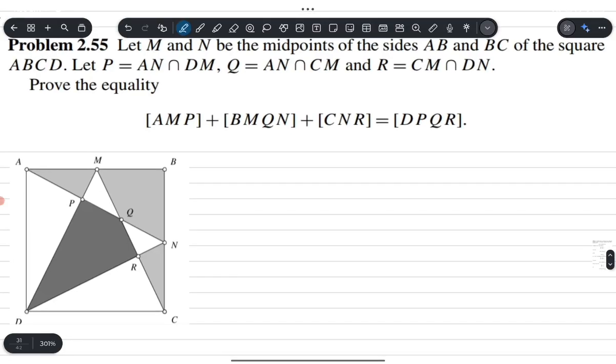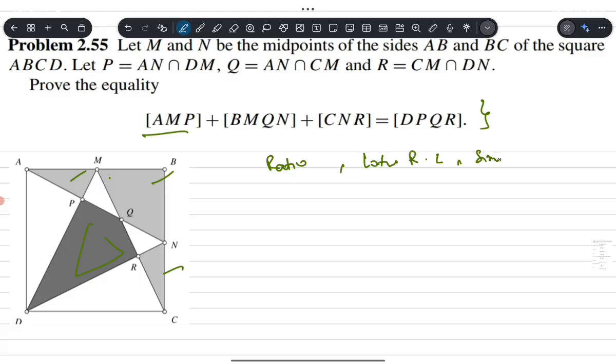So here's this problem. We've got this diagram, and we're supposed to prove that AMP, this thing, this and this, the sum of these three equals this one. Now, if you try to solve this using the conventional methods that we have done till now, using ratio and stuff, or maybe Lotus ratio lemma, similarity, and all that. Lotus ratio comes from similarity, if you remember the proof for this. So if you try to do all that, it's solvable, of course, but it's going to be very difficult to do.